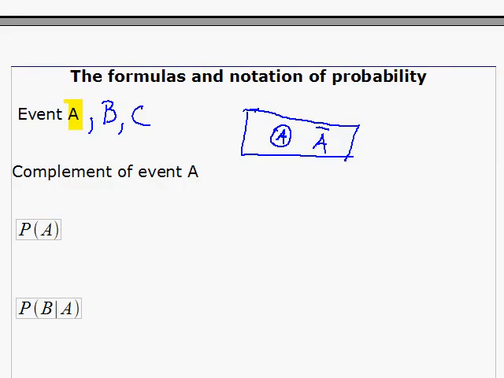For example, if your experiment involved drawing an ace of spades, the complement of A is everything but the ace of spades. If your event A is throwing a pair of dice and getting a 12, then the complement of A is throwing that pair of dice and getting anything but a 12.